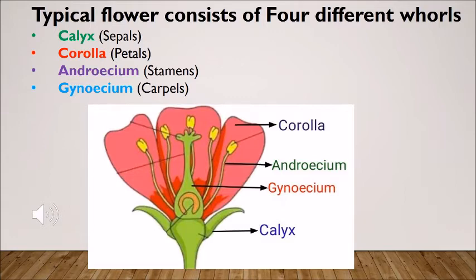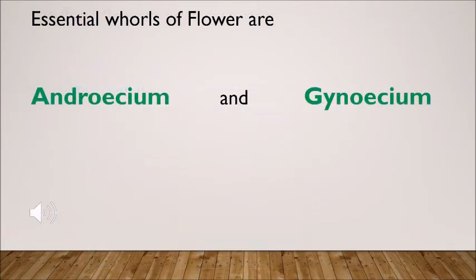The outermost whorl is called the calyx and it consists of the sepals. The next whorl is the corolla and it consists of petals. The two innermost whorls are the stamens and the carpels, and those contain the male and female reproductive parts of the flower respectively. So androecium and gynoecium are the male and female reproductive parts of the flower. Essential whorls of a flower are androecium and gynoecium.